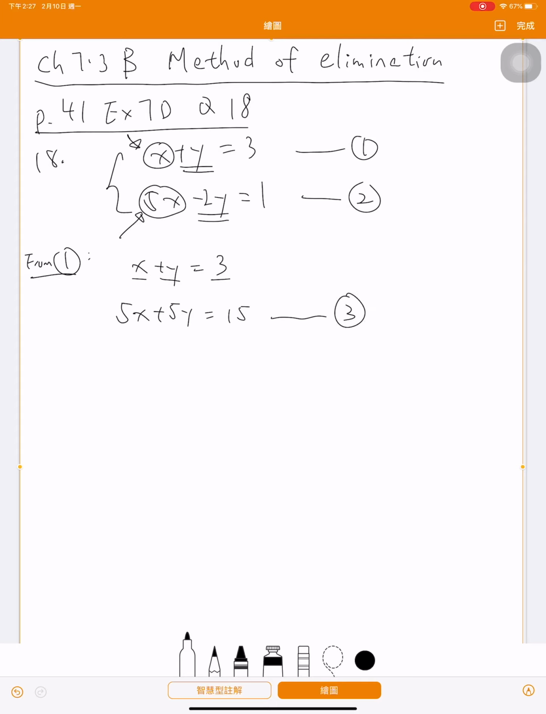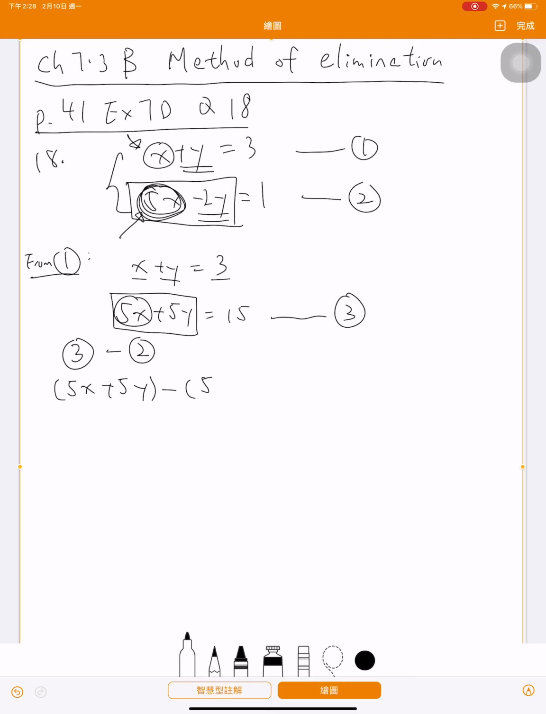This one is from equation 1, remember. So you may see now we have 5x together, so we can subtract. That means equation 3 minus equation 2. Understand? For equation 3, the left hand side is 5x plus 5y, and then minus, for equation 2, 5x minus 2y. Again, just what we have learned before. Equation 3 is 15 minus equation 2 is 1, so we have this equation.